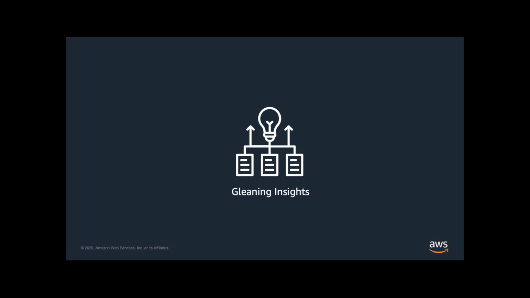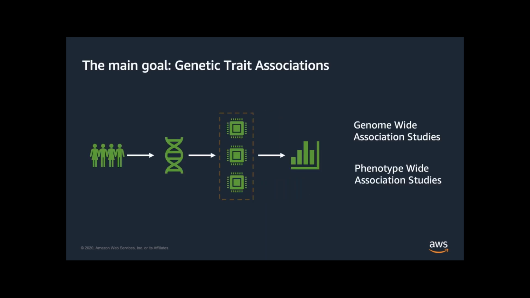Hey, thank you, Aaron. Fantastic coverage of Athena, of Glue, of Lake Formation. Thank you for setting the stage so nicely here. Like Aaron mentioned, the big goal of getting all of this data into AWS, assembling it, and making it available for analysis in one location, is this genetic trait association wide study. So, making the link between genetic variations and observable traits across various cohorts.